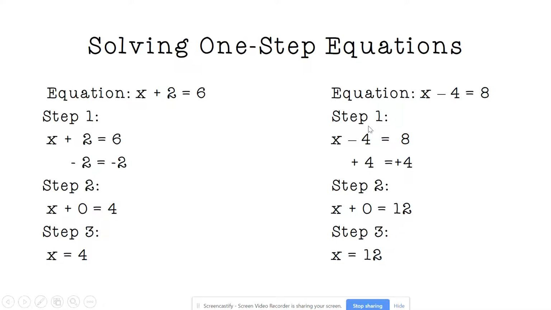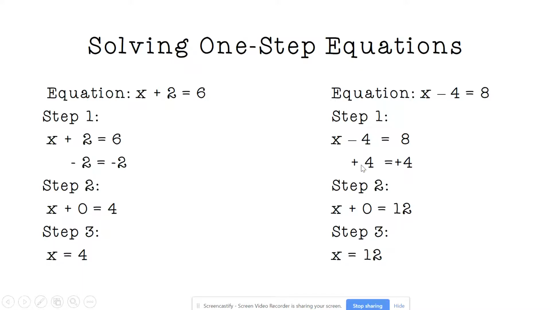Step 1, first thing, what is the opposite operation of subtraction? It's going to be addition. We need to get this x by itself. So we add on both sides.